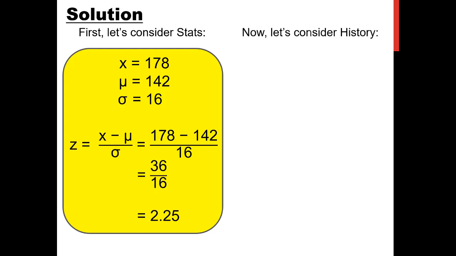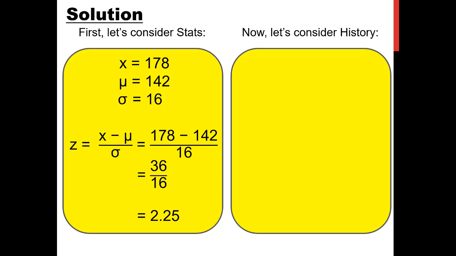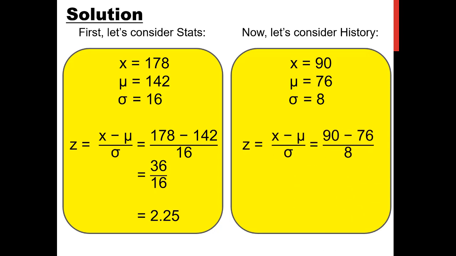What about history? In the history class, your score was 90, the average was 76, and the standard deviation was 8. So we insert these into the z-score formula. Z equals x minus mu over sigma. So that makes it 90 minus 76 over 8. 90 minus 76 is 14, so we get 14 over 8. And 14 over 8 is 1.75.